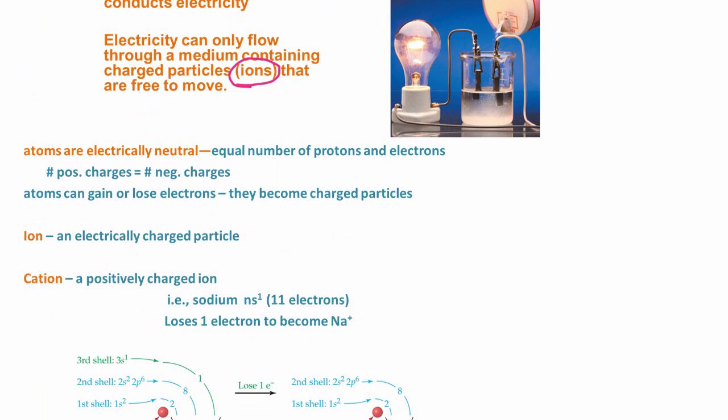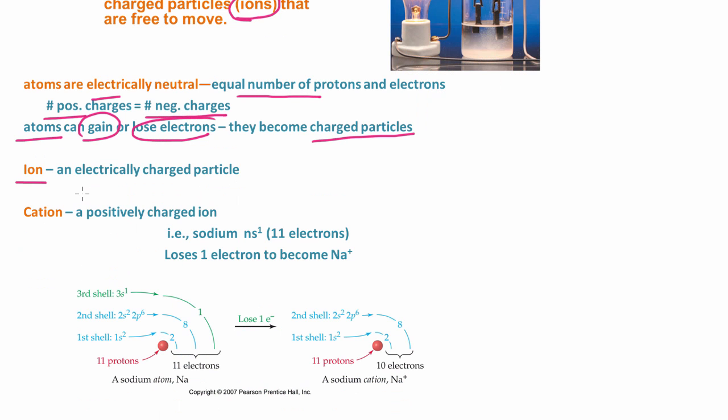We all know that atoms are electrically neutral. What that means is they have equal numbers of protons and electrons. In other words, the positive charges equal the negative charges. Now, atoms can either gain or lose electrons. When an atom gains or loses an electron, it becomes charged. So here we define an ion. An ion is an electrically charged particle. We can have positively charged ions or negatively charged ions. A positively charged ion is called a cation.